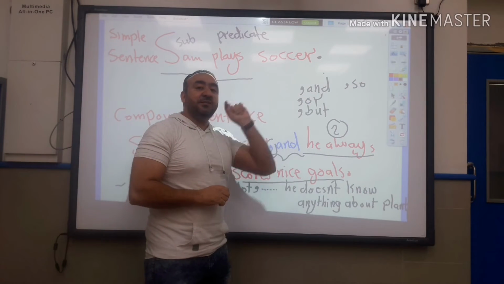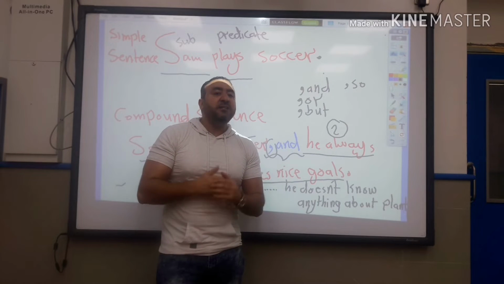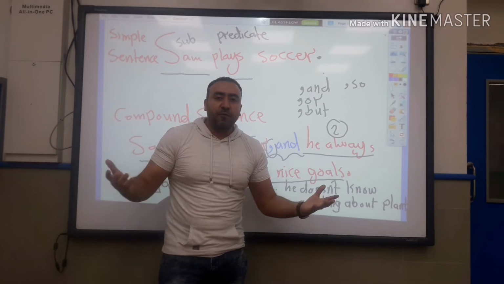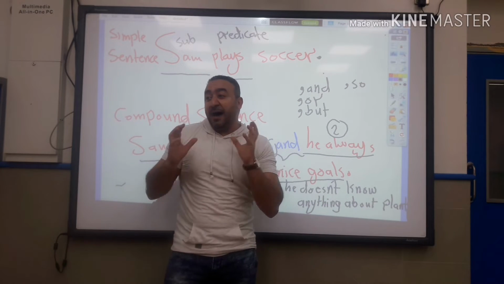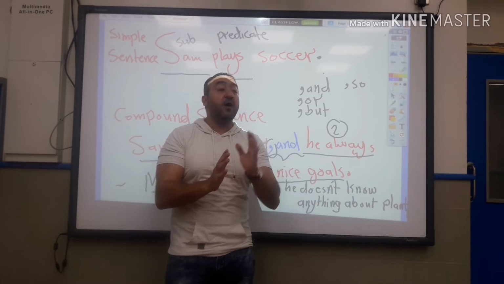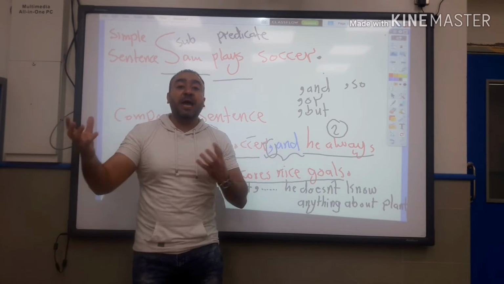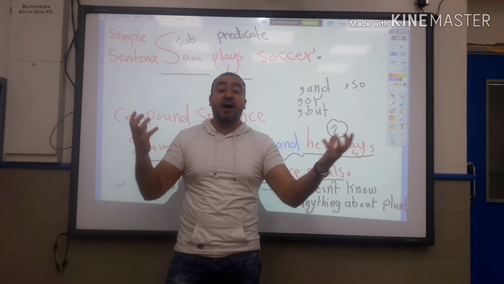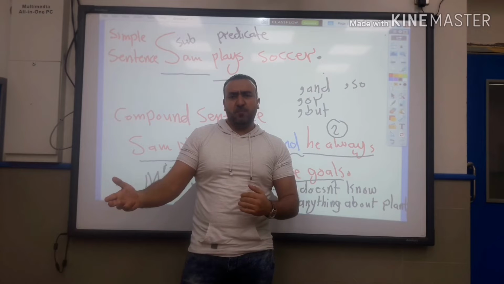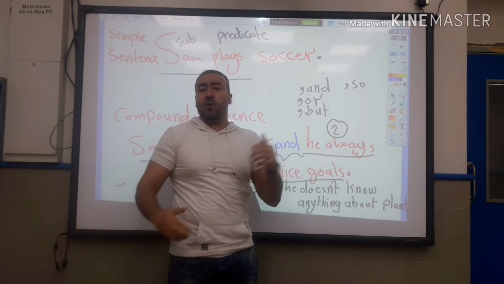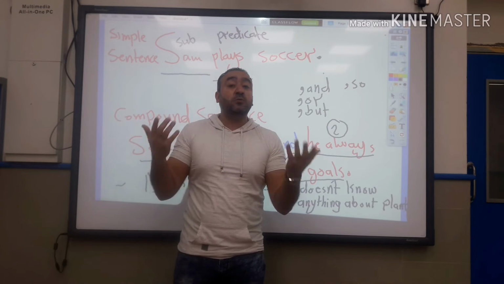For example, and is used with addition. I read a lot, and I know a lot of information about different sciences. Or is used when you have a choice: I may stay at home, or I may hang out with my friends. But is used when we have contradiction, different ideas, different thoughts. For example, I always help people, but no one loves me. And finally, we have an expected result.